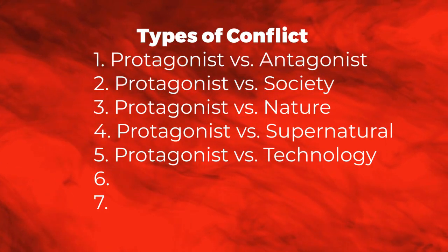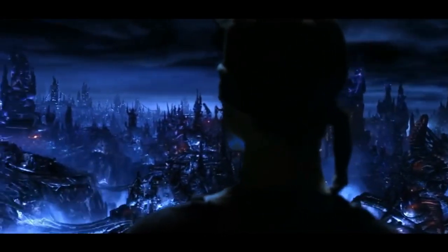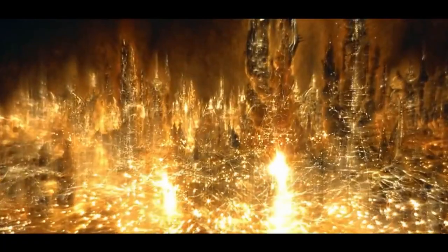Another one we can look at is called protagonist versus technology. And Terminator is a great example of that. It blows my mind that some people don't like the movie The Matrix because I think it's amazing, but this is a great example of protagonist versus technology. This technological force is coming to take over the world.